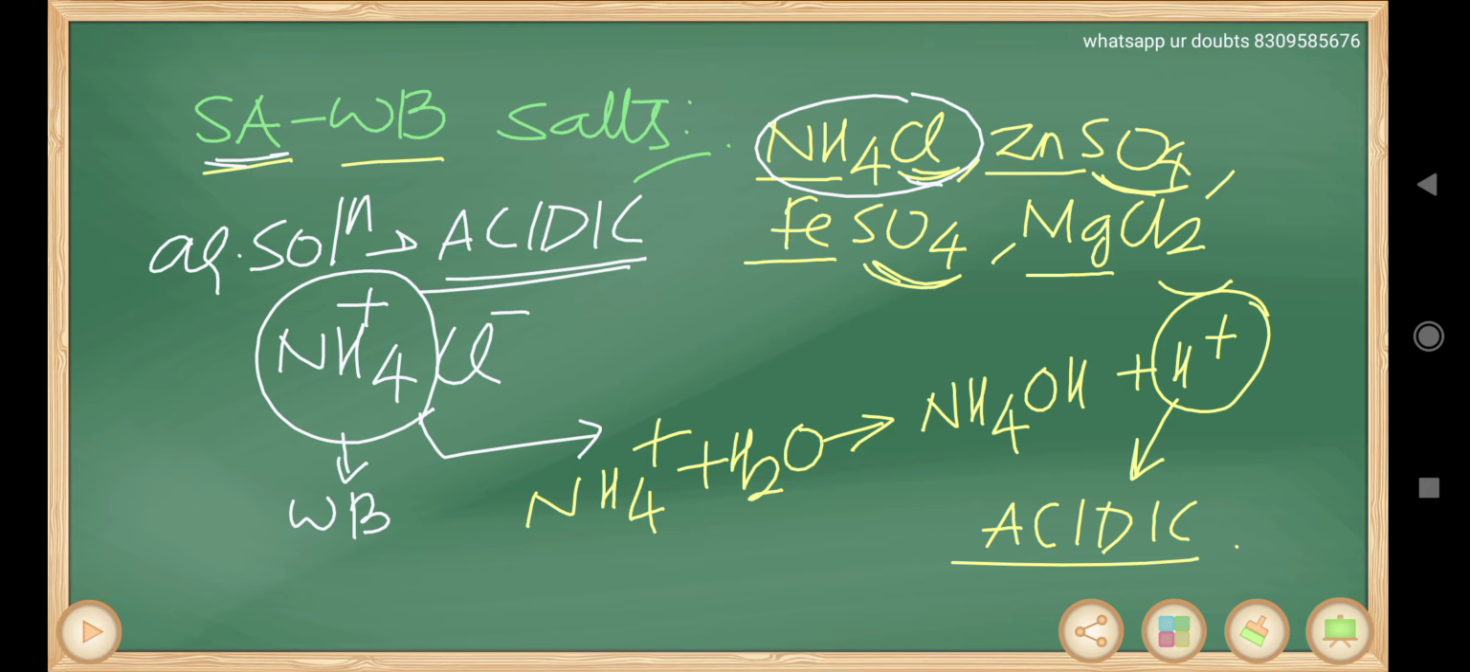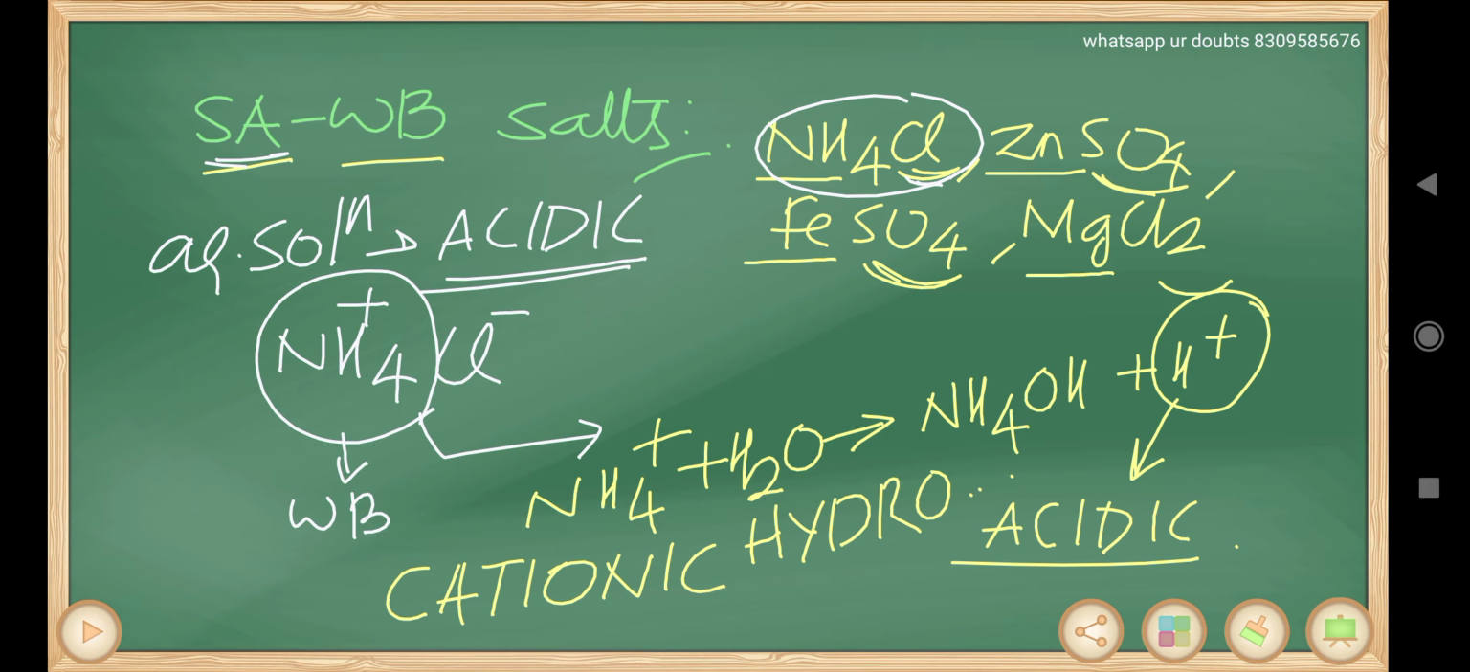And this is called cationic hydrolysis, because the cation part is undergoing hydrolysis. So you can be asked these kinds of questions: what type of hydrolysis is it? It is cationic hydrolysis. The cation of the salt undergoes hydrolysis, and pH is definitely, strong acid, no? So pH is less than 7.